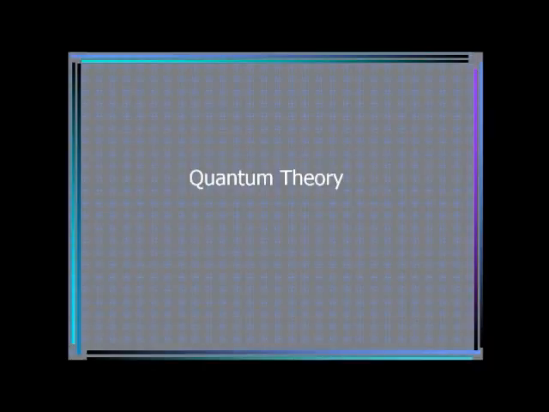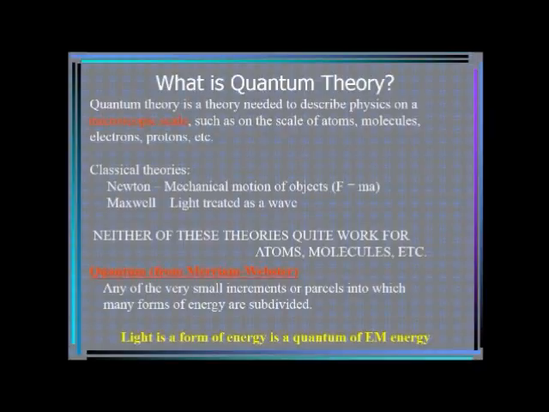This is one of the most interesting topics of physics, that is the quantum theory. So we'll see what quantum theory is and why it came into existence in this world. First of all, starting with the basics as usual, what is quantum theory? This is a theory needed to describe physics at microscopic scales, that is for atoms and molecules. These are so small in size that classical mechanics is not applicable to them. So, to solve their problems, we have to introduce quantum mechanics.